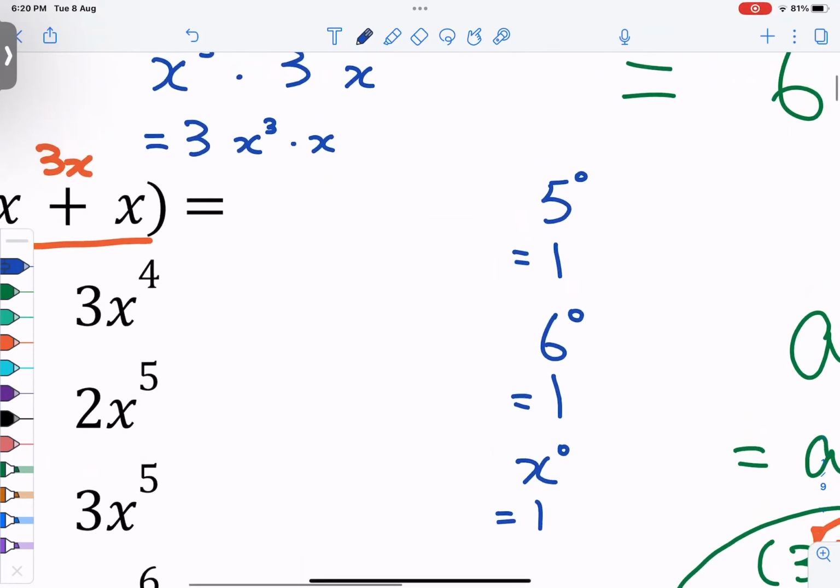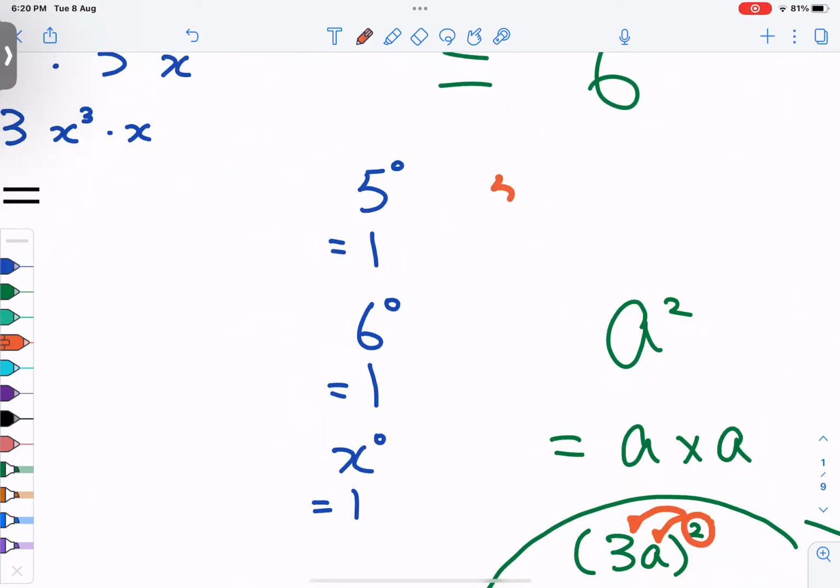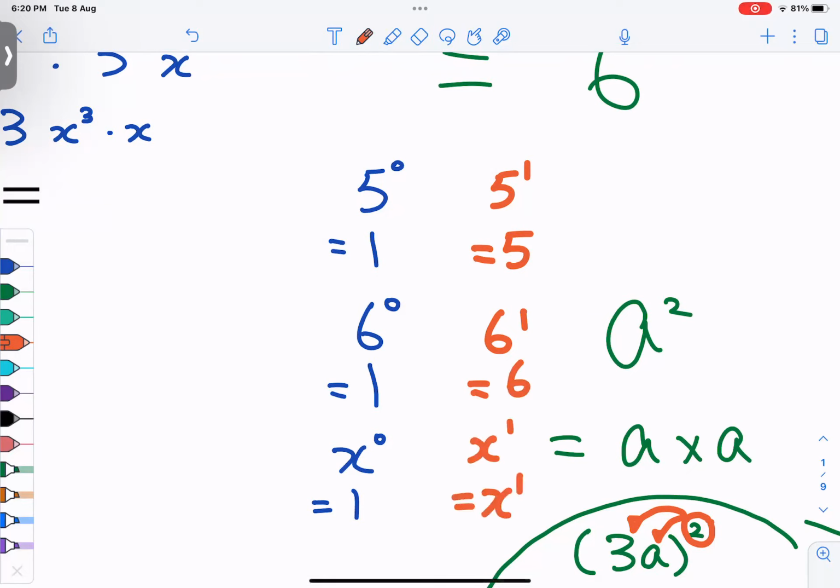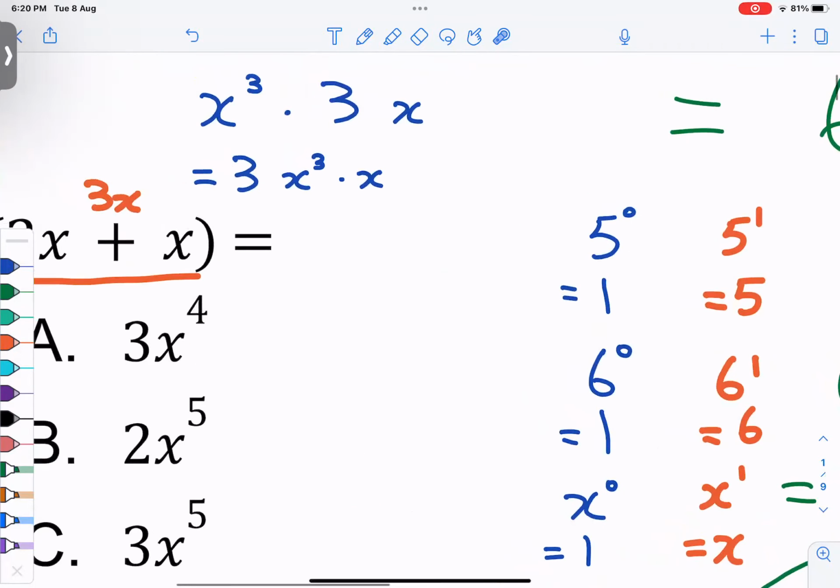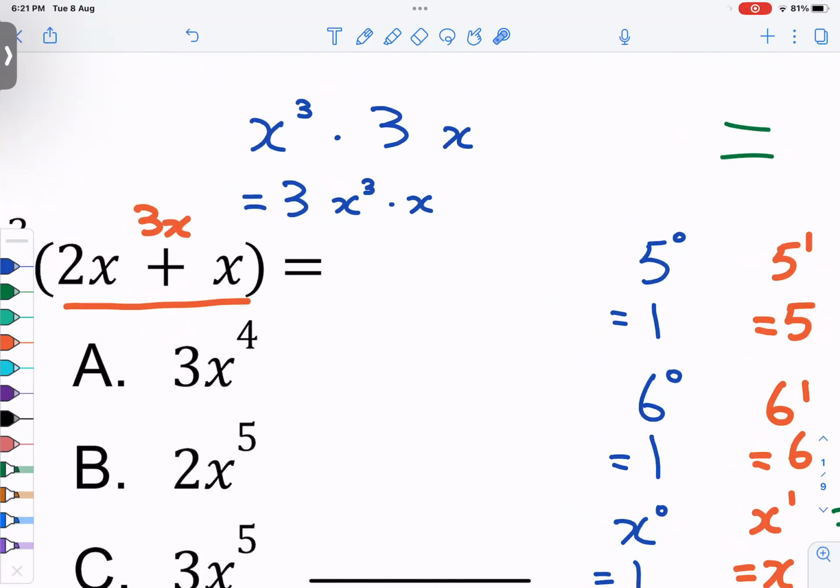Then I will not have to write this x here. How about if the question is 5 to the power of 1? What do you get? 5. And then 6 to the power of 1? 6. So basically x to the power of 1, we don't write the hidden 1. So 1 is always hidden. So this one here, it also means the same. So if there's no power here, it means it's 1.